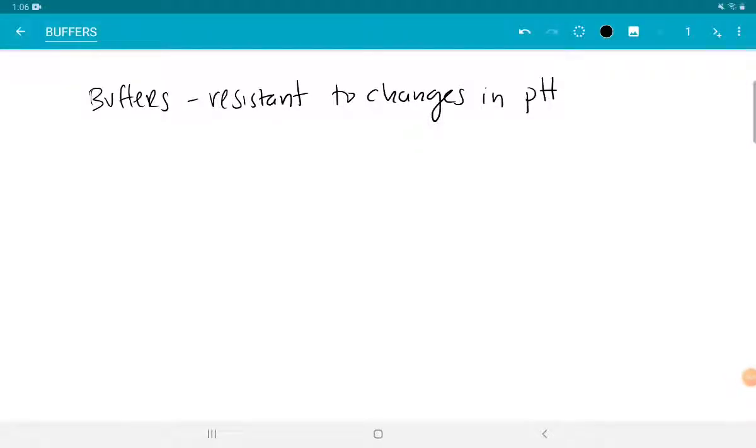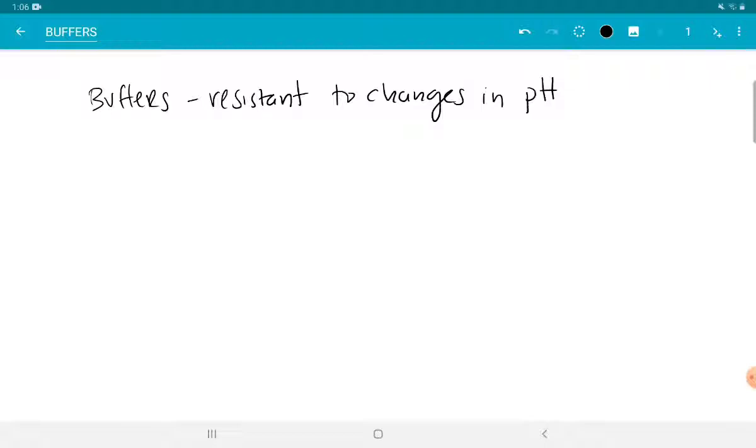In this video short, I'm going to be talking about buffers, and there is so much information. I could talk about buffers probably for 2 hours and work problem after problem, so I'm going to do my best to streamline that information to something that you can relate to and use to help you solve some of the homework problems. So buffers are compounds that are resistant to changes in pH.